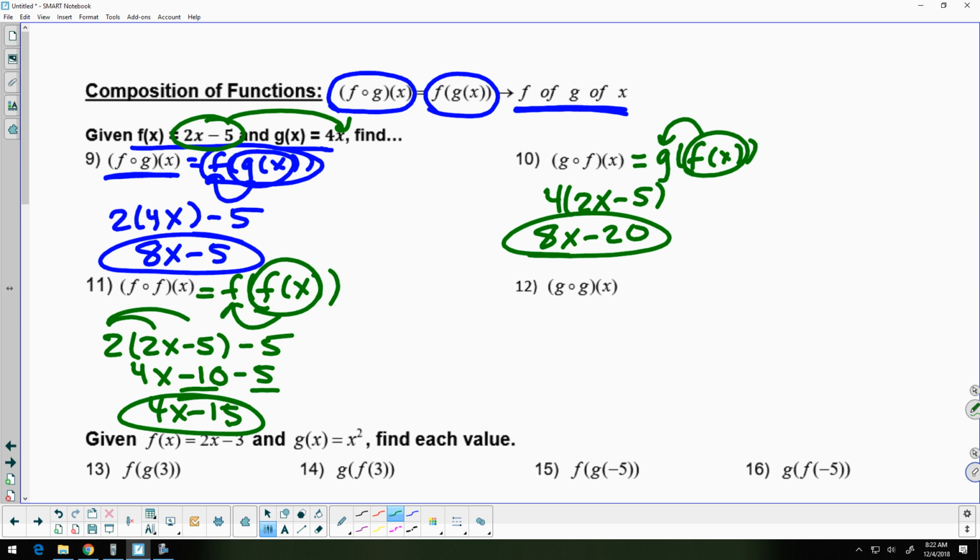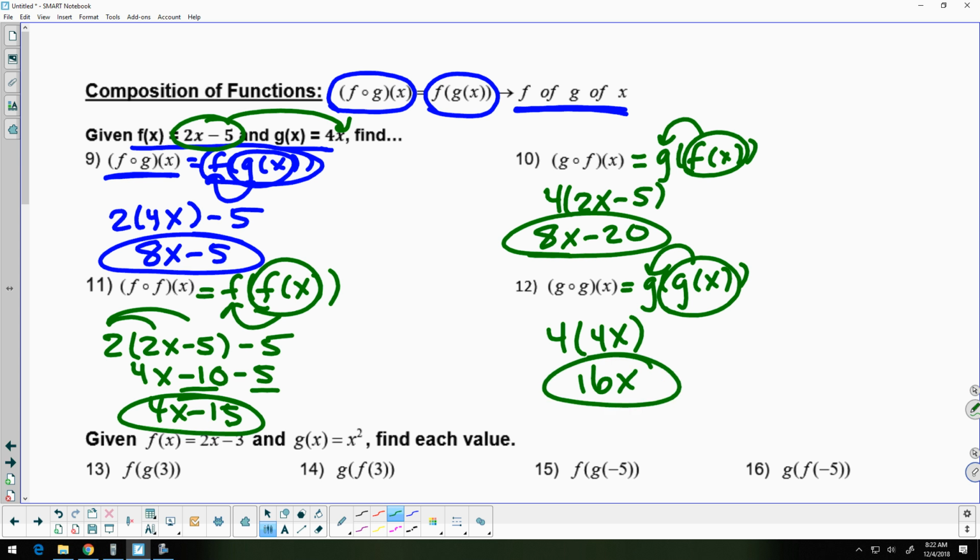Okay, same thing for the last one. We're doing g of g of x. Again, another way to write this, g of g of x. These mean the same thing. So now take g of x, plug it into itself. So that's just 4 times 4x, and you just have 16x as your final answer.